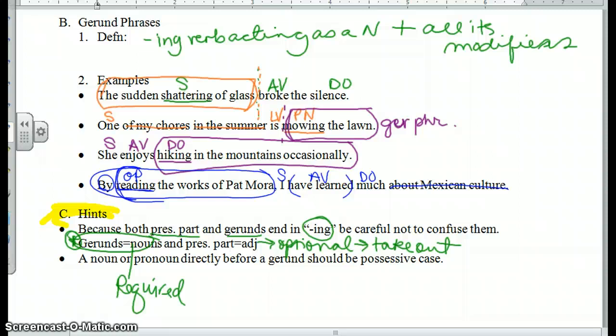And just grammatically, when you're writing, a noun or pronoun directly before a gerund should be in the possessive case, because something that's directly before it makes it an adjective. If you're showing possession, the cat's paws, it needs an apostrophe. Jane's reading of the work moved me to tears. So if you're showing possession to a noun, even if that noun is a phrase, you need to use the possessive form.